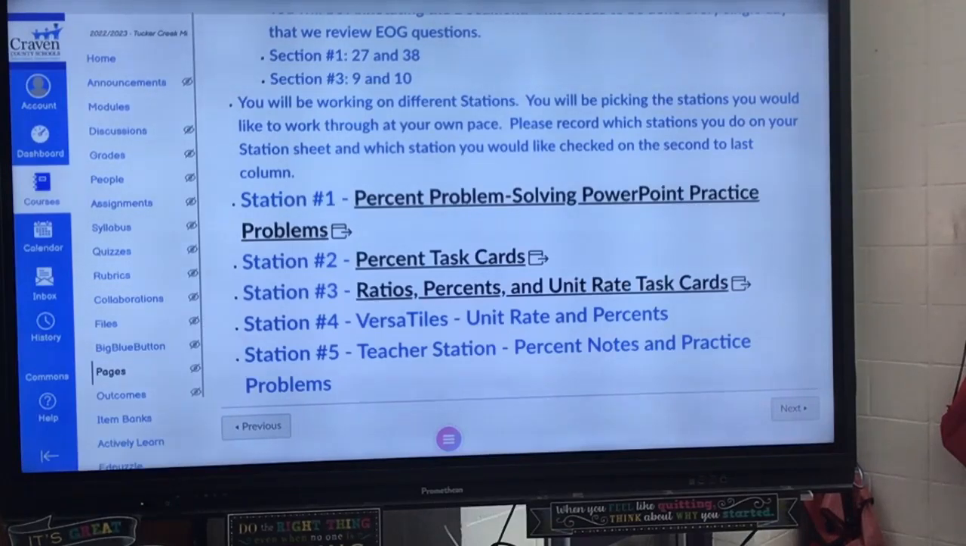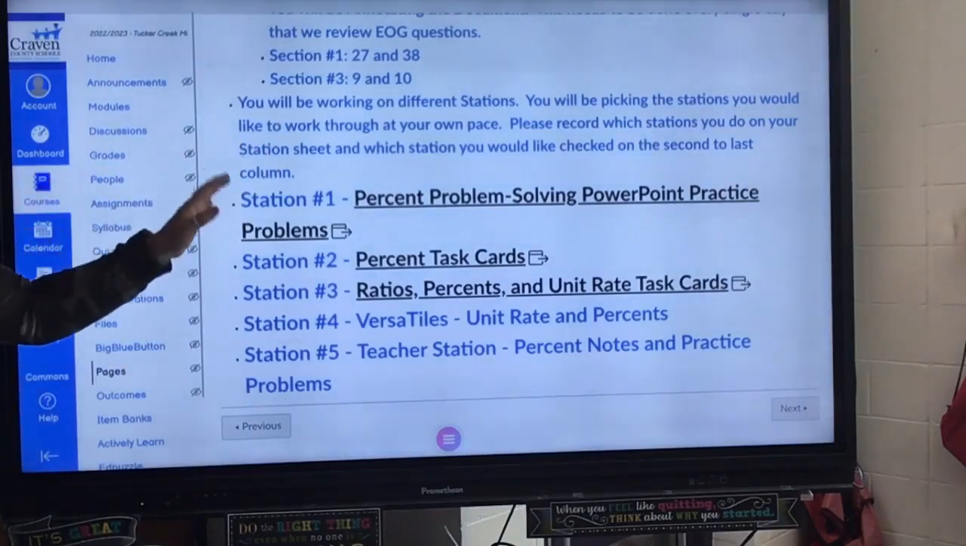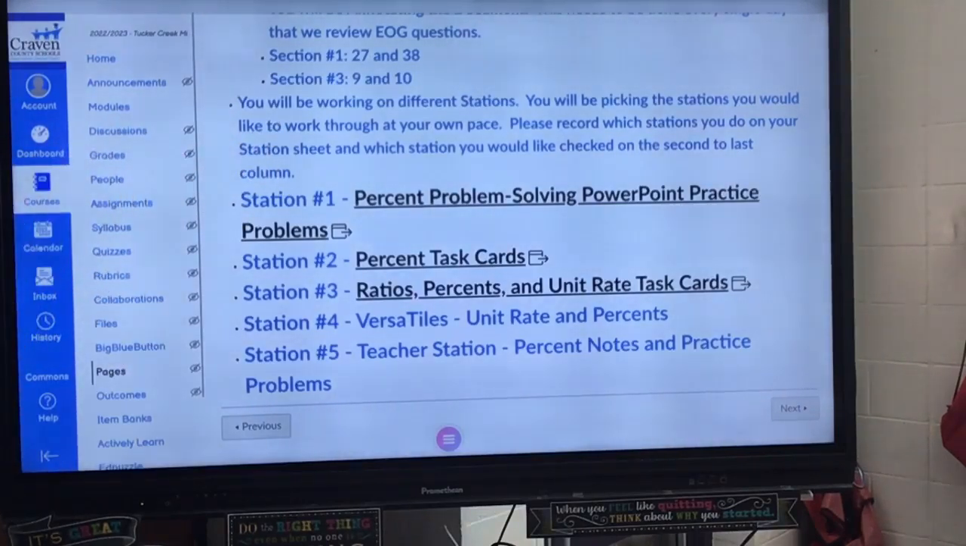All right, any questions with what you're doing today? Are you rotating through these stations? No, you're not. Are you picking these stations? Yes. Yes, because it says you will be picking the stations that you like to work through at your own pace. Okay, so again, we're trying that this week. If it doesn't work, we'll figure something out and do it next week. Okay? All right, go ahead, get started. I'll be calling some people.